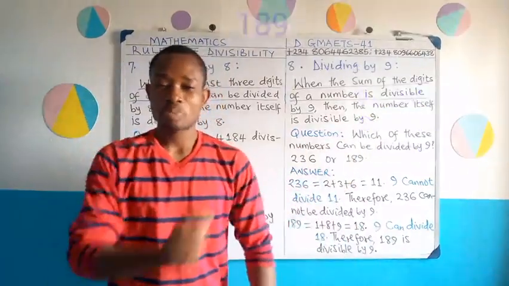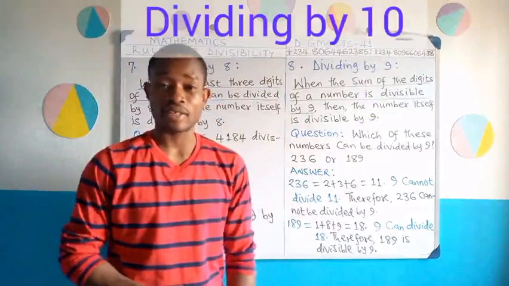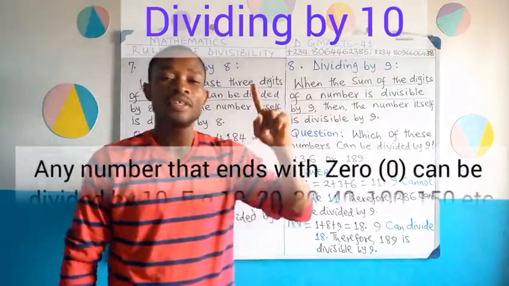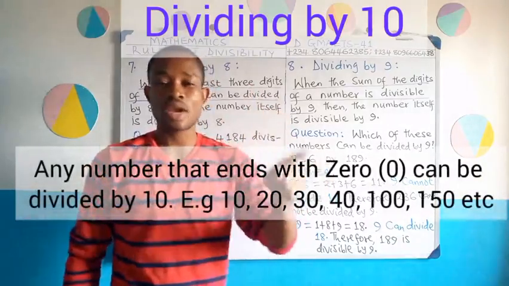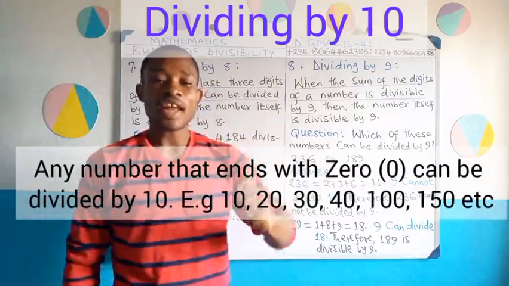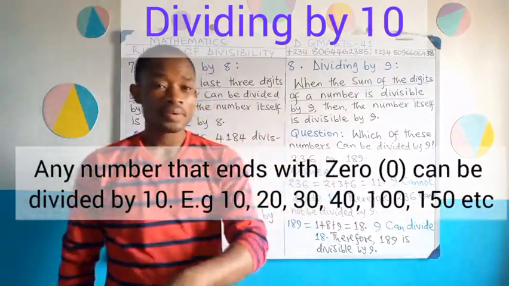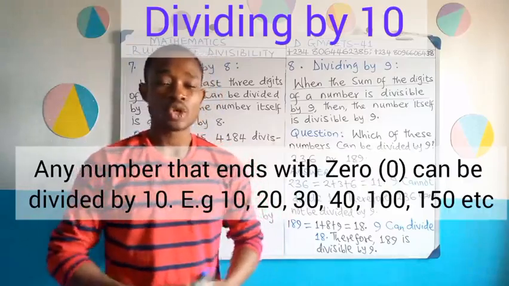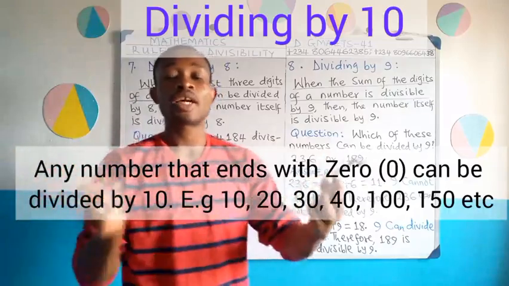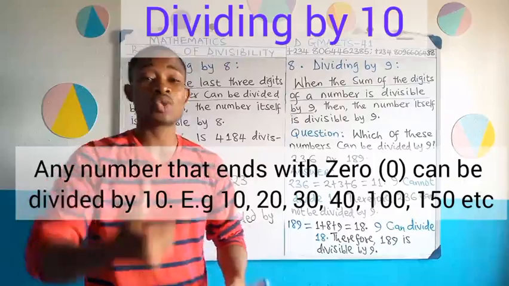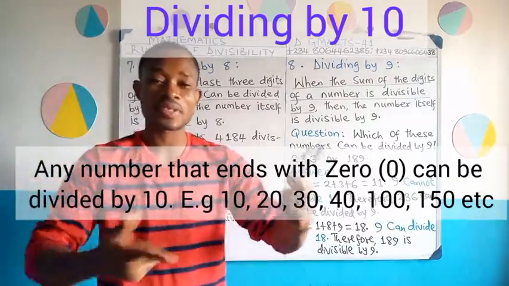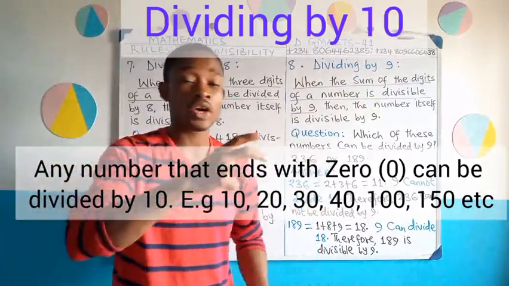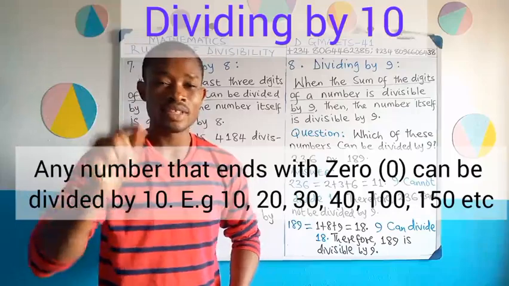Quickly, just put down this one for divisibility by 10. Is that okay? A number can be divided by 10 if that number ends with 0. If the last digit of any number is 0, it means that 10 can divide that number. So you can think of 10, 10 can divide 10, you can think of 20, 10 can divide 20, you can think of 30, 40, 50, 60, 70, 80, 90, 100, 110, 120. 10 can divide all of them because they end with the digit 0.